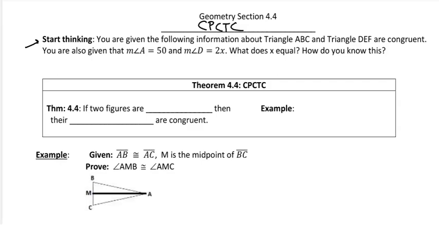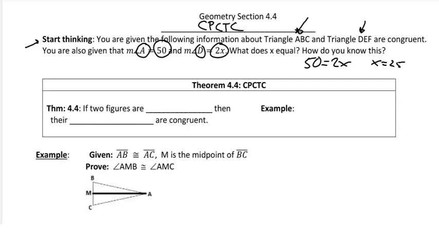The start thinking says you are given the following information about triangle ABC and triangle DEF. You are told that they are congruent. You also know that the measure of angle A is 50 and that angle D is 2x. What does x equal and how do you know this? Well, we have A and we have D. Take a look, angle A and angle D are both in the same location in this congruent statement. Therefore, we know they are congruent. So we know 50 must equal 2x, and you would get x equals 25.